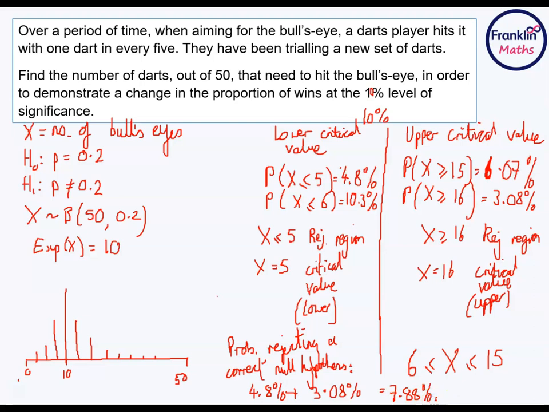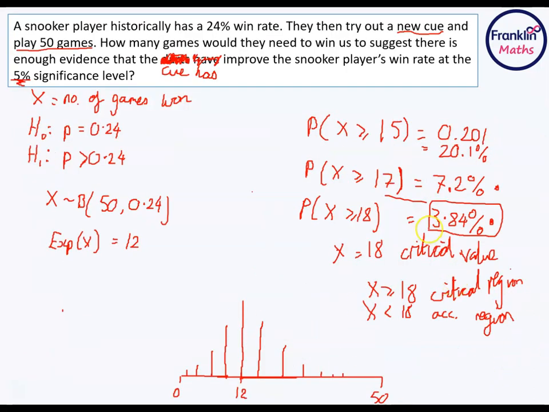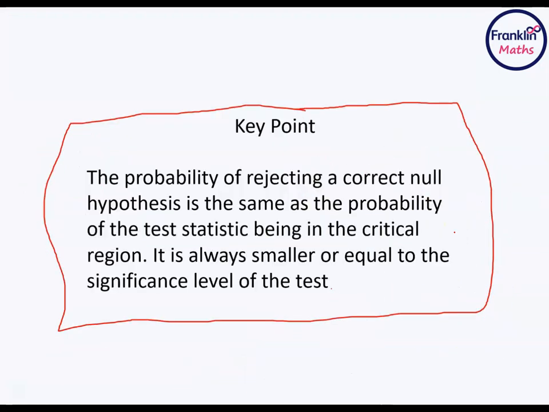And if I go back to the snooker game again, this 3.84%, this is the probability of us rejecting a correct null hypothesis. It is lower than the significance level, so it's not that difficult to do. It's just the value from the critical value.